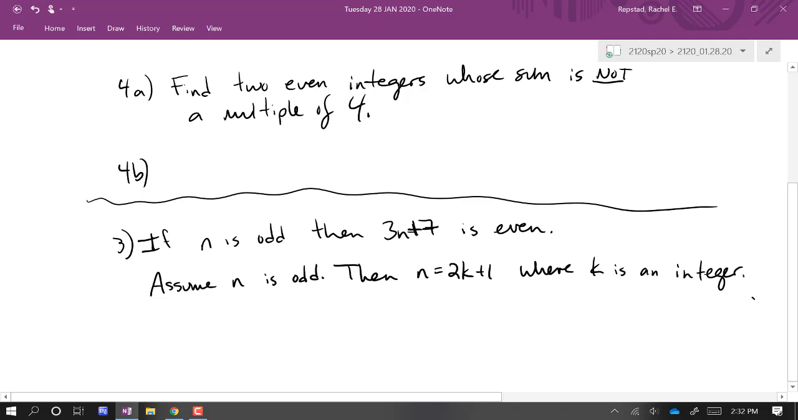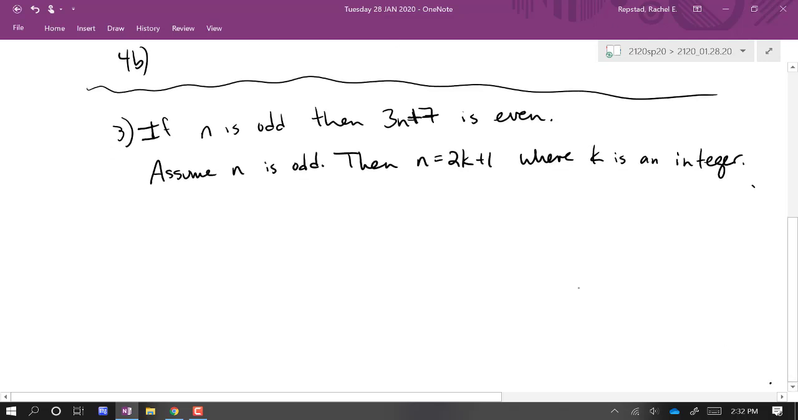Okay, there's our starting point. Hopefully, there's some more math, right? Some more stuff you're going to write. And then we hope to be able to conclude that 3n plus 7 is odd. Even, rather, yeah.